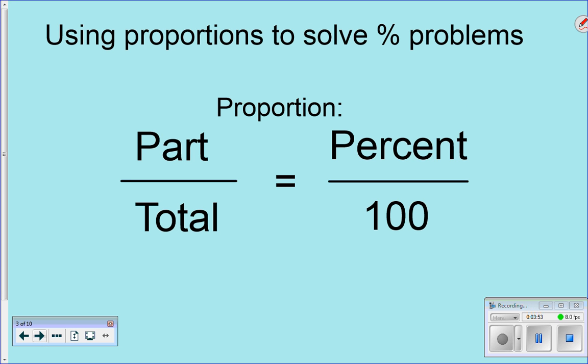Okay, so we're going to be given a scenario, and we have to figure out maybe the part, the total, or the percent. And this is what we're going to use today, so make sure you have this. And also is and of. This will also help you if you're not sure of the part and the total. So we're going to use part over total, or is over of, is equal to percent over 100. You have to have this in your notebook.